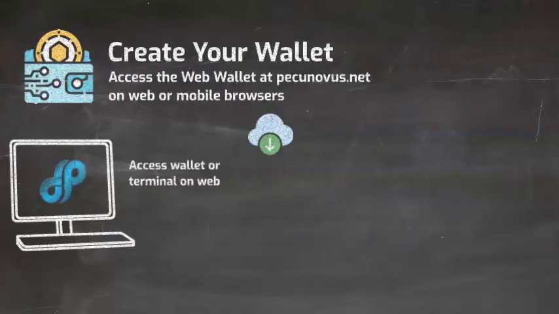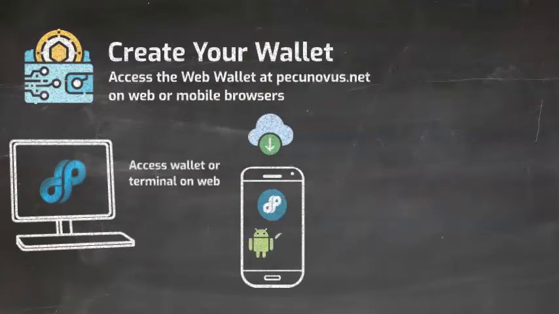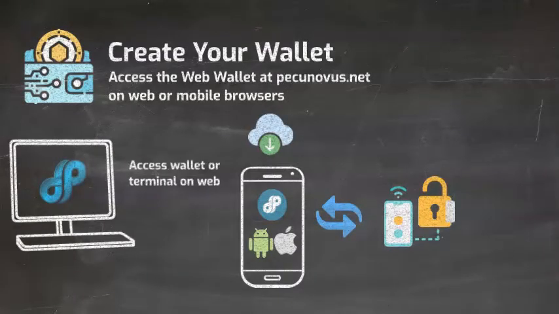Alternatively, you can download the APK for the Pecu wallet directly to your mobile phone and install it, or you can download it directly from the Google App Store. Once logged in to either your mobile wallet or web wallet, you have access to transfer and accept Pecu coins and other tokens that are available. This is where various tokens can be transferred that are minted by the Pecu Novus community.